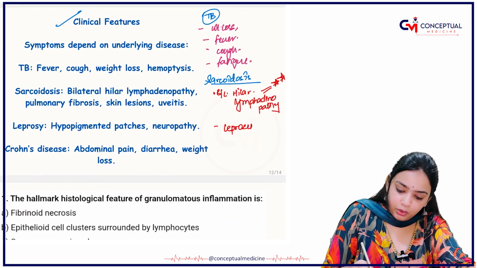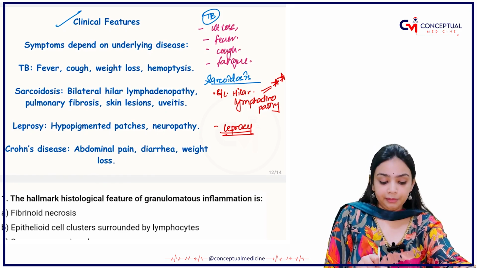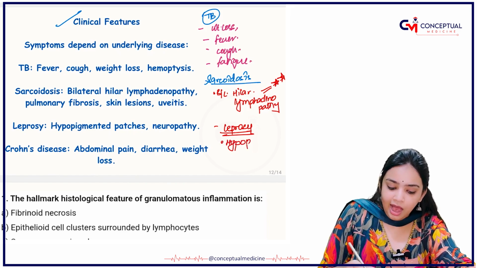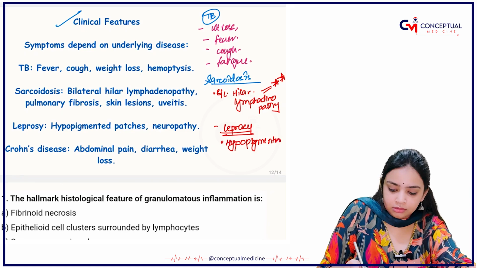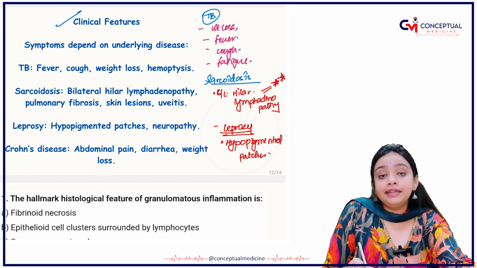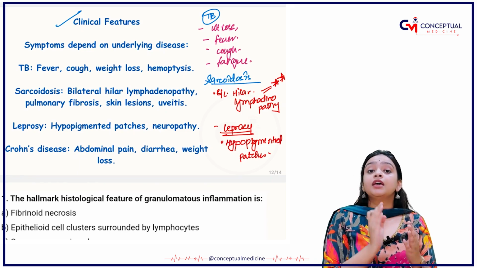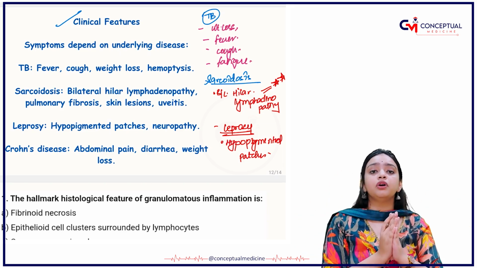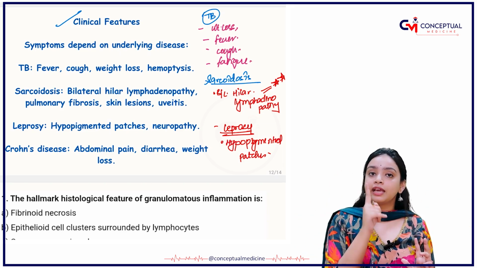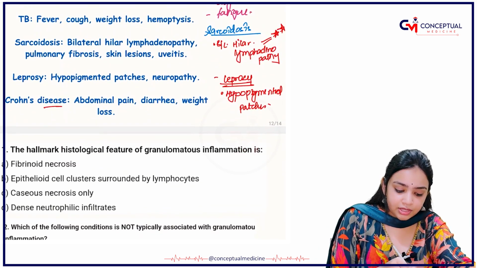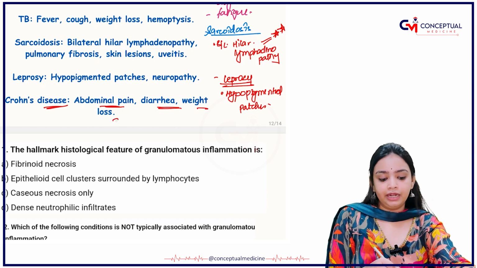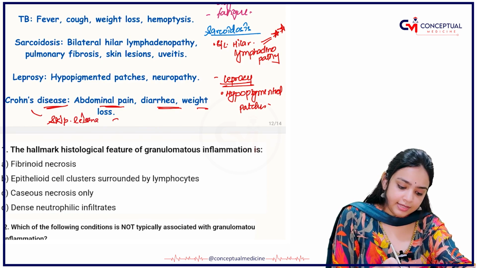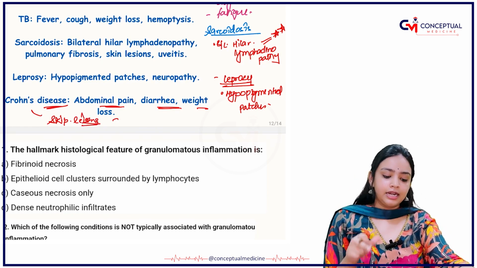If I'm telling you to write the clinical features of leprosy, what will you tell me? You will tell me, ma'am, we are able to see a very characteristic thing called hypopigmented patches. And tell me guys, lion-like facies is seen in which type of leprosy? And you also have to tell me the treatment of both types of leprosy. You have to read it from your pharmacology lectures and tell me, okay? Now, in Crohn's disease, you will have abdominal pain, diarrhea and weight loss. And you will also be able to see skip lesions, right? You have Crohn's disease and ulcerative colitis.